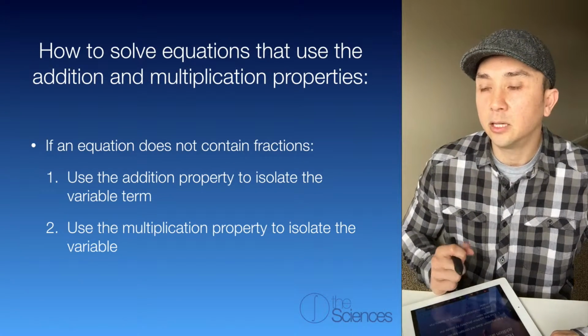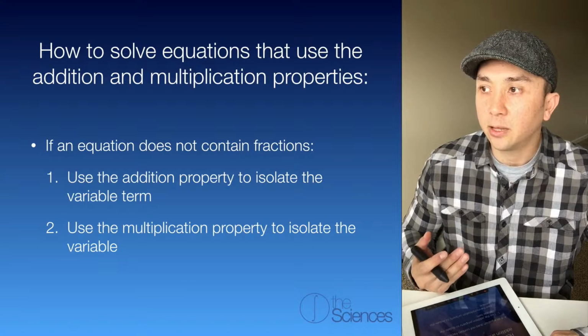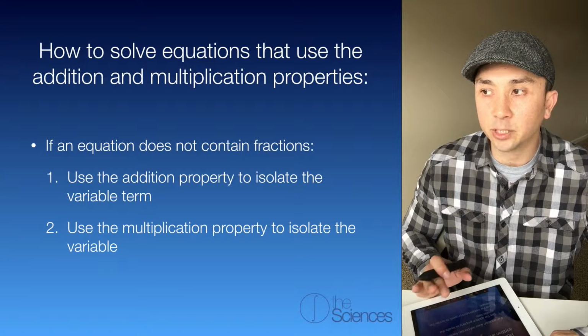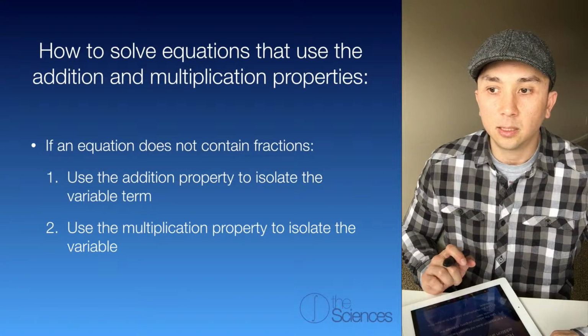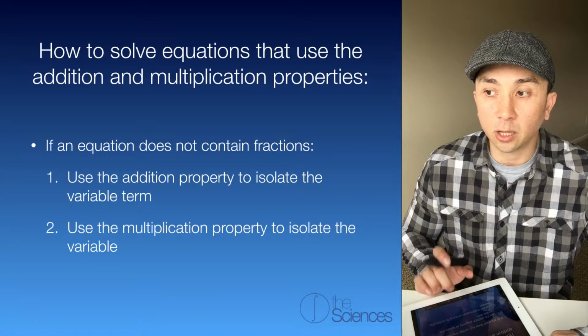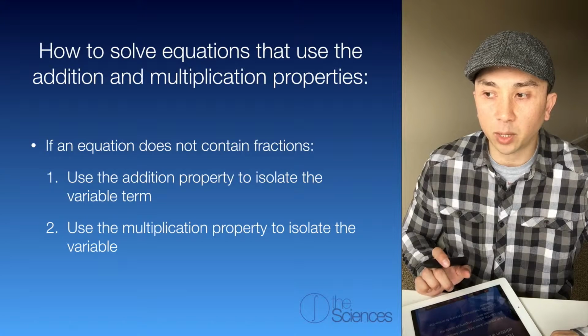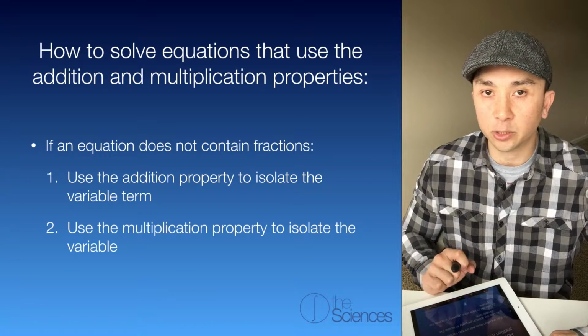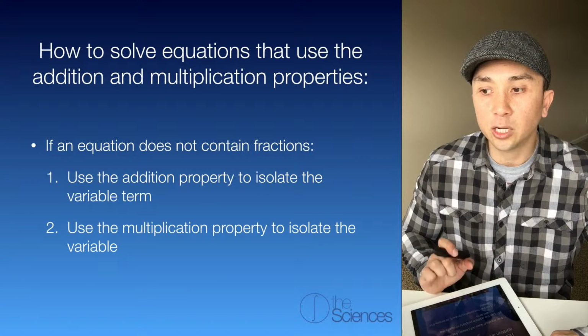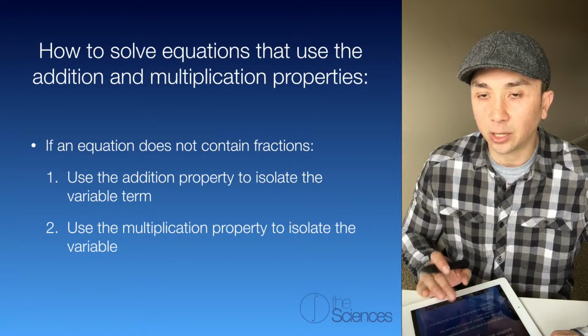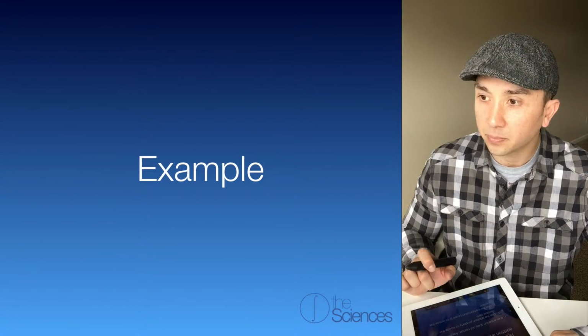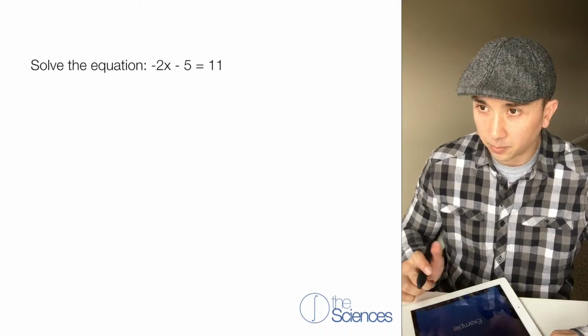So how do you solve equations that use the addition and multiplication properties? If an equation does not contain fractions, you're going to use the addition property to isolate the variable term. Then you're going to use the multiplication property to isolate the variable. So let's go over an example.